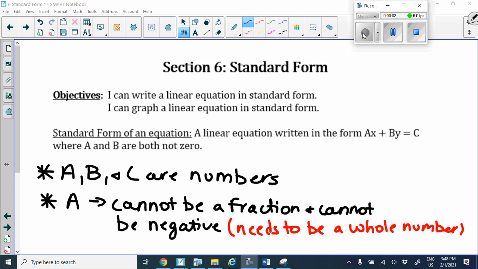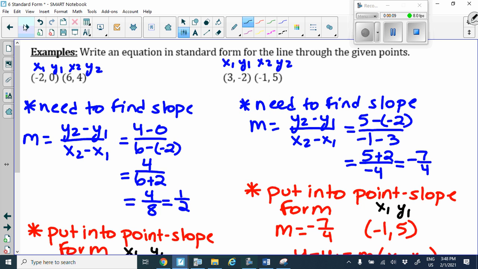Hey guys, so here's the notes for section 6, day 2. We're going to graph linear equations that are in standard form.